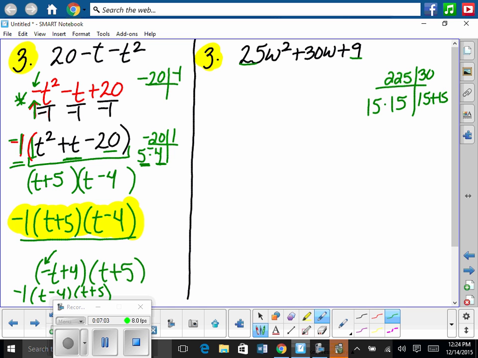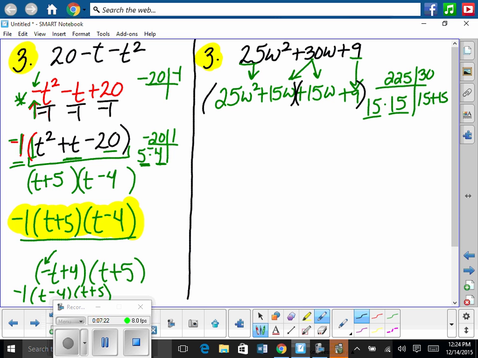So then we drop and break. So we drop down 25w squared. We drop down positive 9. And then we're breaking down our middle term, rewriting it as these two factors, but with a variable. Plus 15w plus 15w. Then you group the first 2 terms. We group the second 2 terms, including the sign.